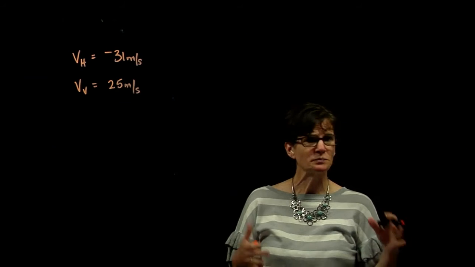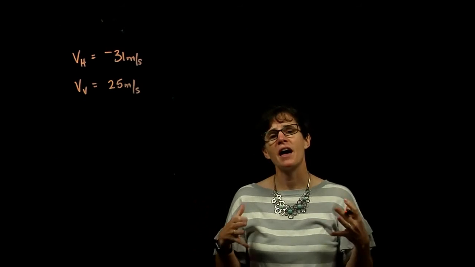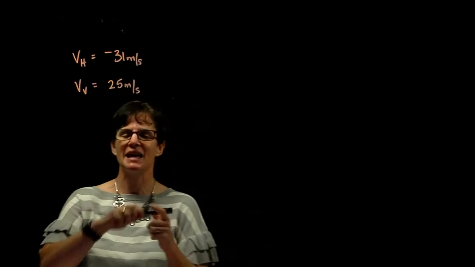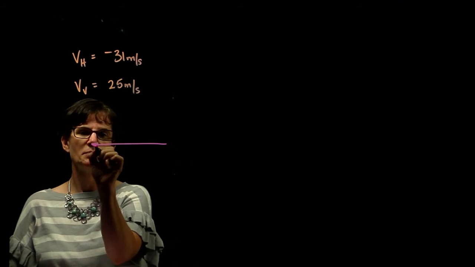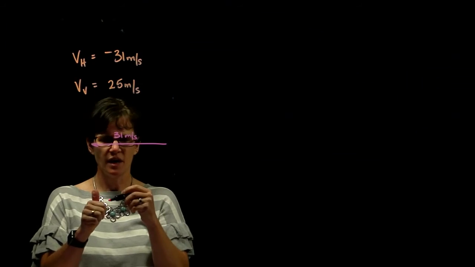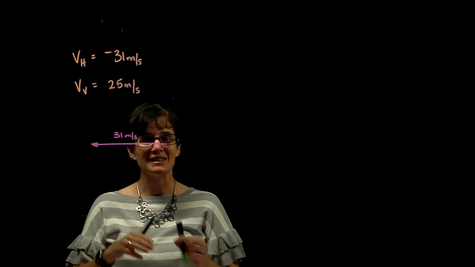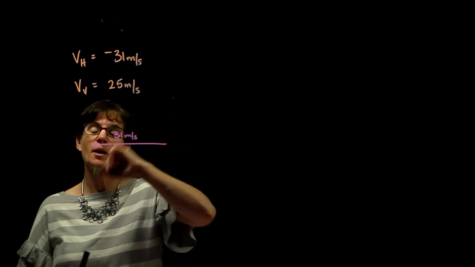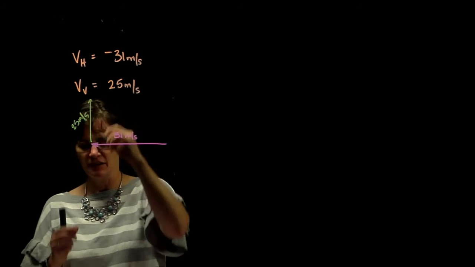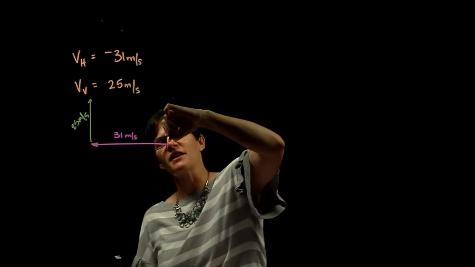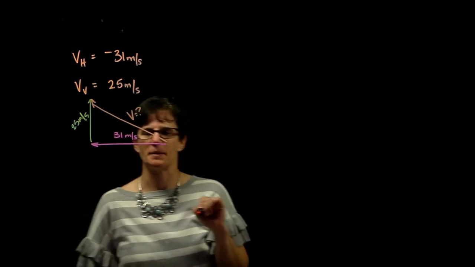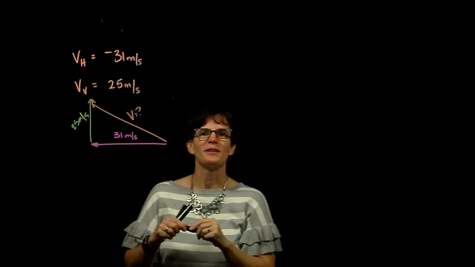Okay, so these are two components of that velocity. So if we think about what this looks like pictorially, keep in mind that a negative horizontal velocity is going to be pointing to the left. And so there's my 31 meters per second horizontal, and a positive vertical velocity is going to be pointing up. And if I represent that graphically, I'm going to put it at the end, right? And it's really this velocity vector, the resultant, that I'm curious about. Okay? So let's look at what that would look like.